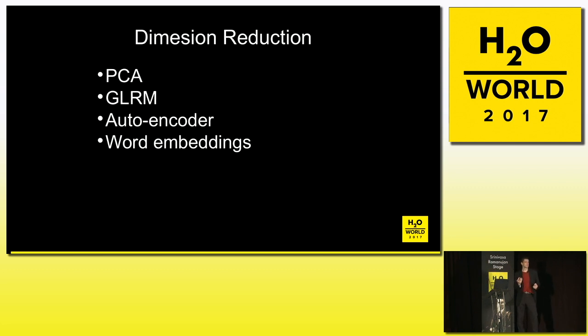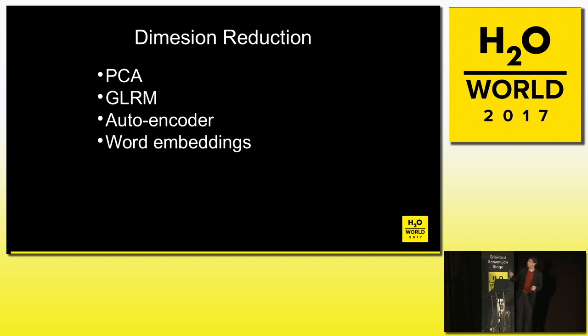GLRM, which I forget what it stands for, is very similar to PCA, but it allows you to work with more than just numeric data. And that comes built into H2O as well. The autoencoder is unsupervised deep learning. I'm not going to explain how that works. There is a book here that will explain it. But the key thing is your middle hidden layer, the number of neurons in that layer, is the number of dimensions you're reducing to.